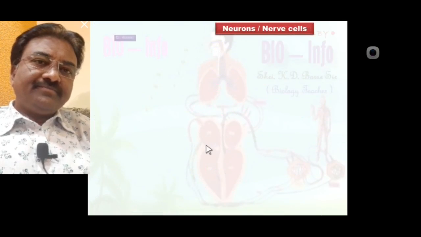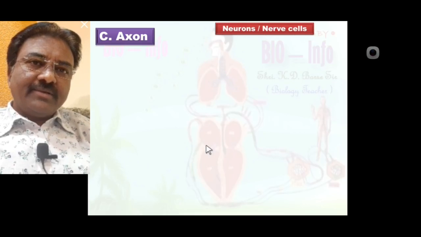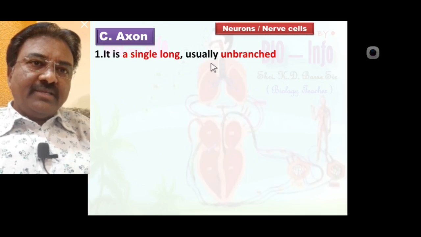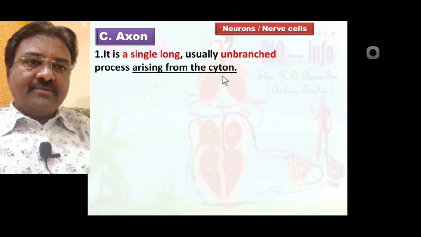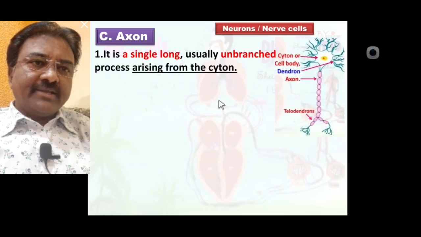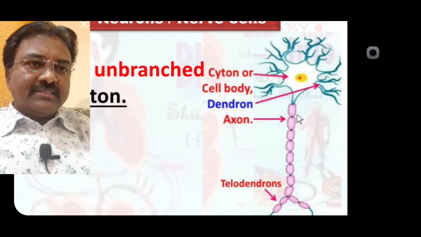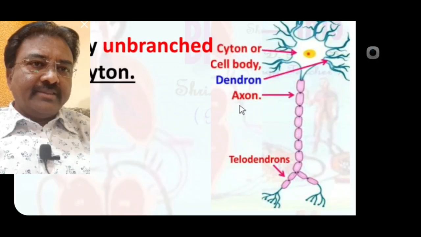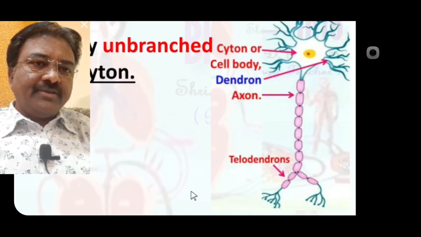Now we learn the third part of the neuron known as axon. What is axon? It is a single long, usually unbranched process arising from cyton. See the diagrammatic representation. At the base of cyton arises a long, single, usually unbranched structure called axon. Labeled them. This one is axon, means this part is the actual axon part of the neuron.